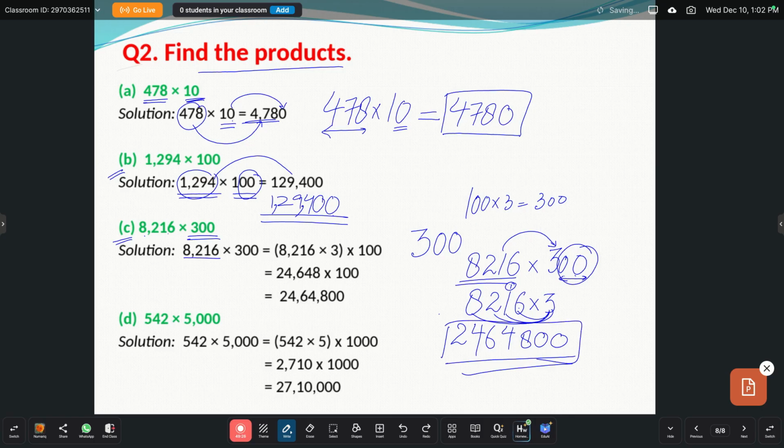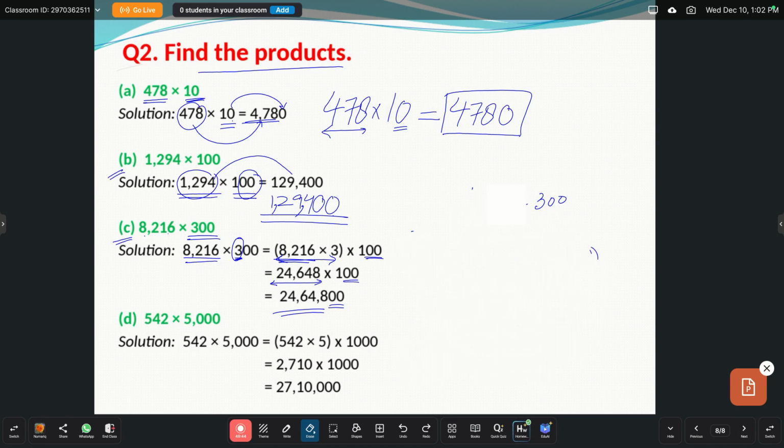Here I will write down 8,216 multiplied by 3. I will first consider this number. I will keep these two zeros aside. After multiplying them, I got this answer, and then I have to add these two zeros here. So this is my required product. Now we will move to part number D.